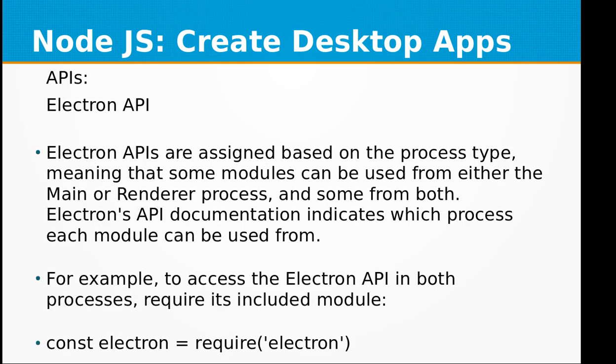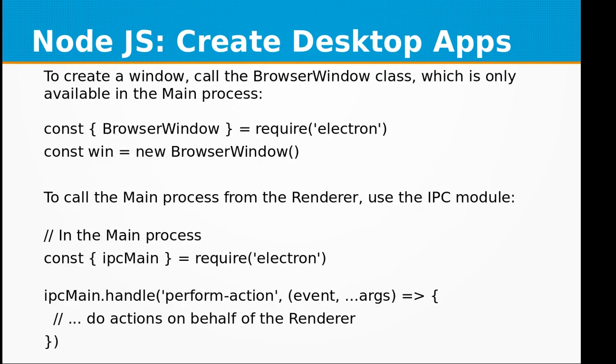Okay, let's look at the Electron API. Electron APIs are assigned based on the process type, meaning that some modules can be used from either the main or renderer process and some from both. Electron's API documentation indicates which process each module can be used from. For example, to access the Electron API in both processes, require its included module. To create a window, call the BrowserWindow class, which is only available in the main process. And to call the main process from the renderer, use the IPC module.